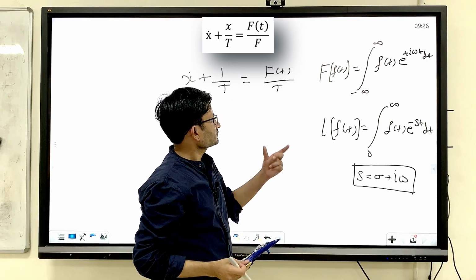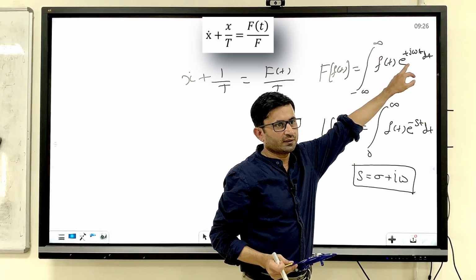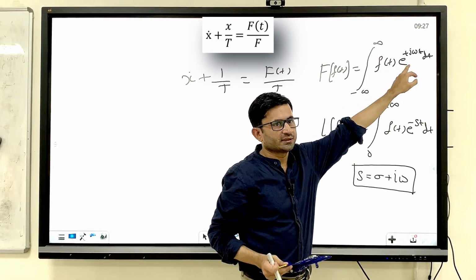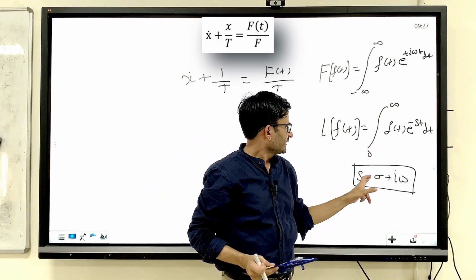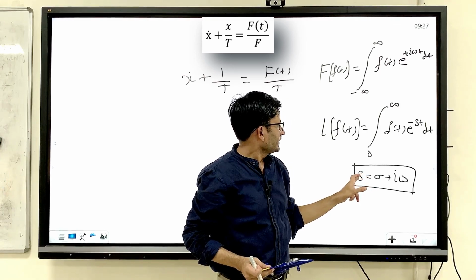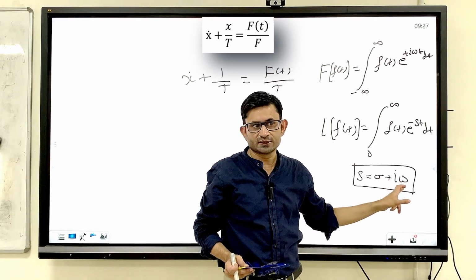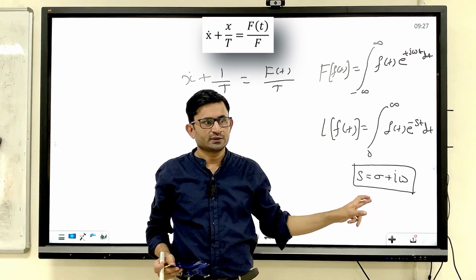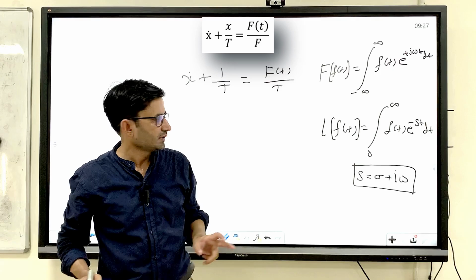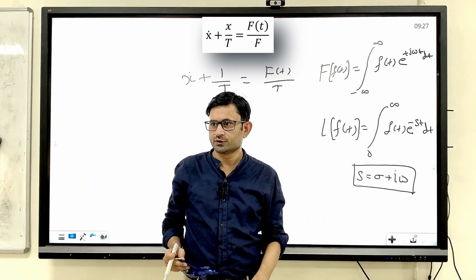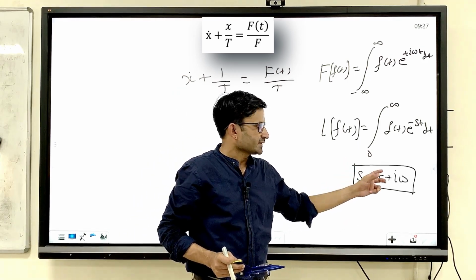Generally the Fourier transform deals with e to the power j omega t, only the imaginary part, right? But in the Laplace transform you have both real part and imaginary part. So you can see the Fourier transform is a part of the Laplace transform if you put sigma equal to 0, right?